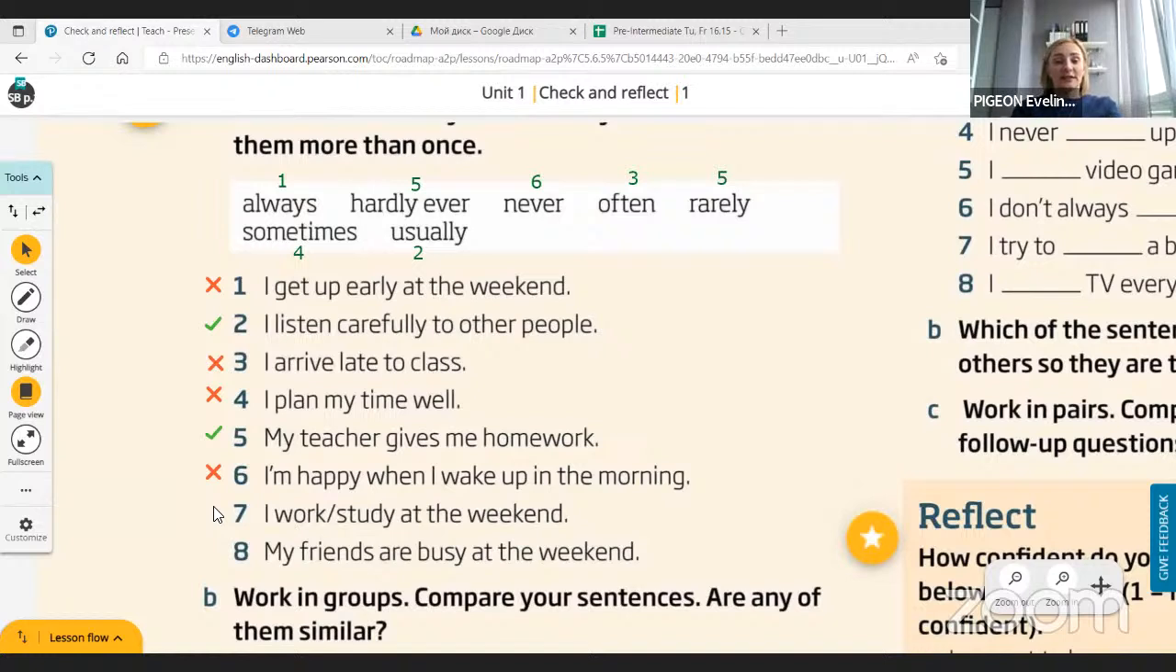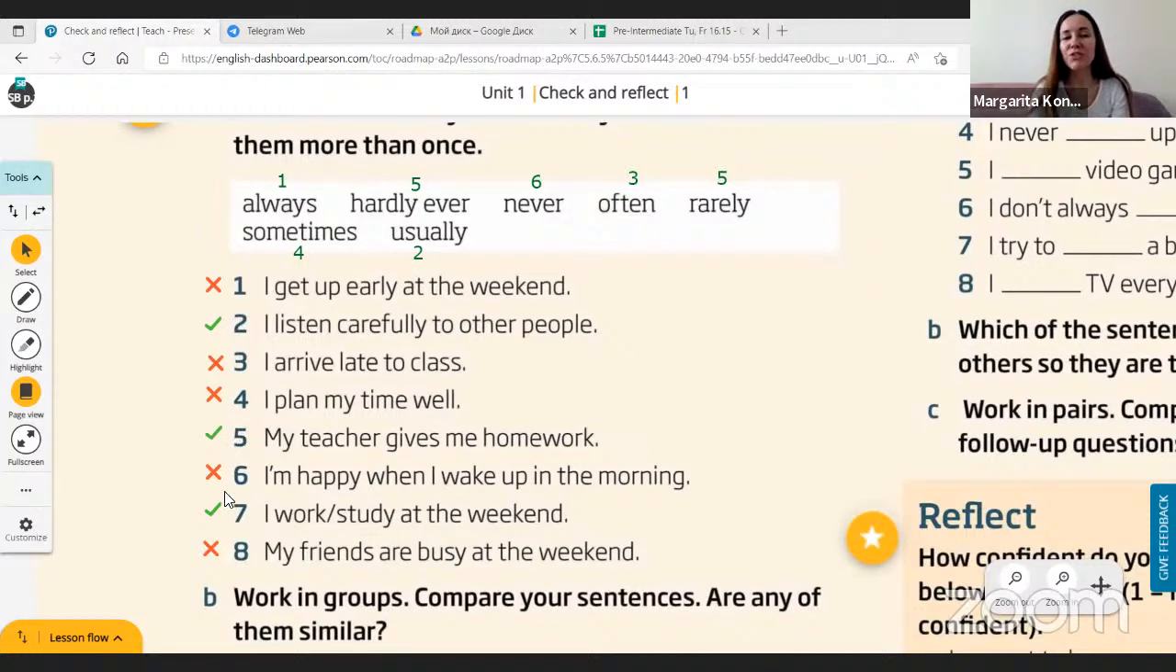I study. Yeah, I hardly ever study at the weekend. Oh, okay. That is the same. And your turn? My friends never are busy. Never. Are never busy at the weekend. My friends are sometimes busy at the weekend, so it's different.